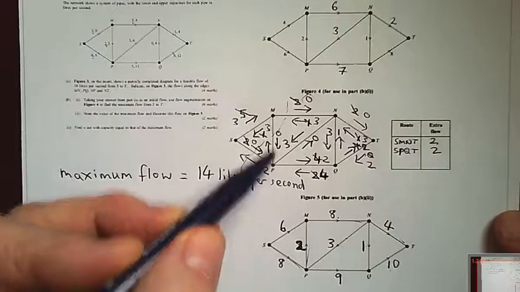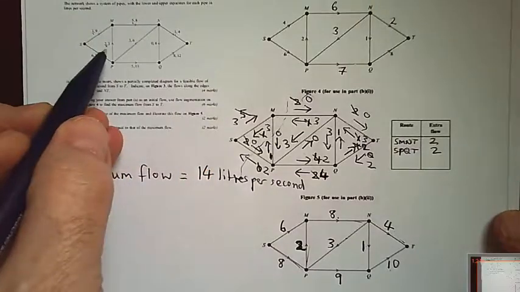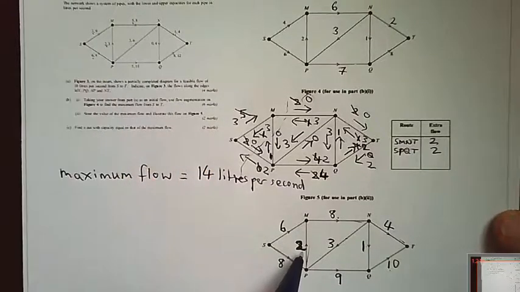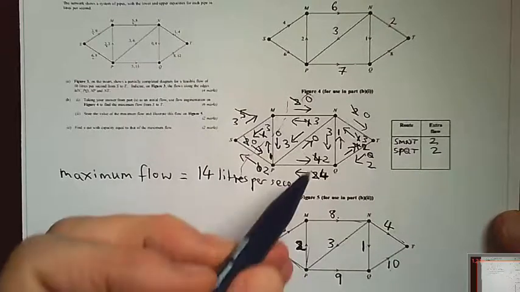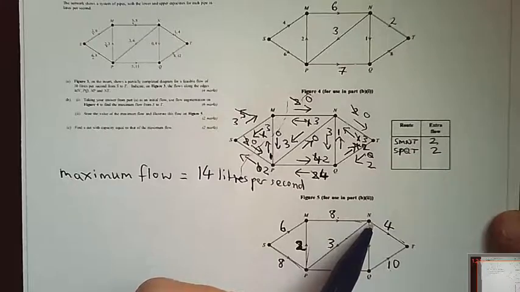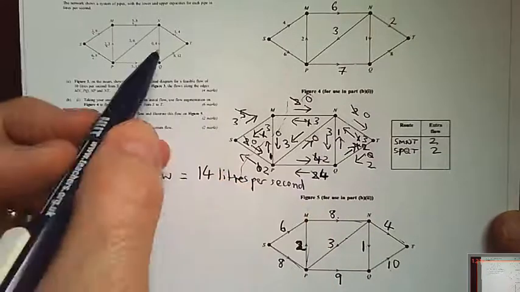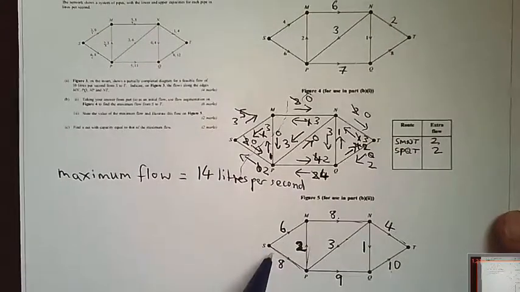So from P to M, the backflow is 0, and the minimum is 2, so we have this flow of 2 here. From N to P, again backflow 0, so flow of 3 there. Here we've got N to Q, backflow of 1, minimum of 0. So you can see the completed values here. They should now all make sense. I'd check them just to make sure they do.